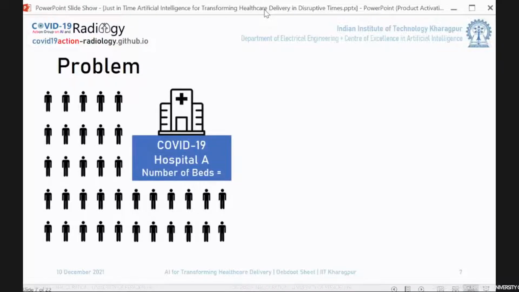So the essential part is something like this. The problem statement is very straightforward. Say that I have a hospital, I have a particular city. I'm looking at one particular city, which has one hospital, and say it has a certain number of beds. As of now, it's not visible, but it's supposed to be 20 beds over here.